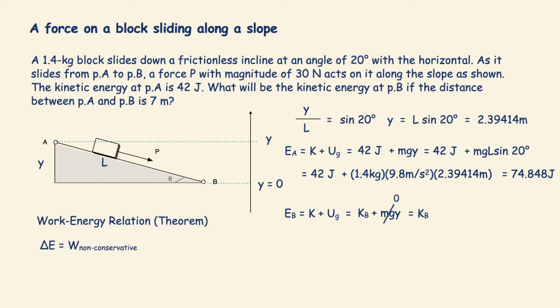So applying here the work energy relation or theorem, we know that the change in energy, the difference between the final and the energy with which I started at point A, will be due to the effect of the non-conservative forces. In this problem we don't have friction, but we do have force P, which is non-conservative.